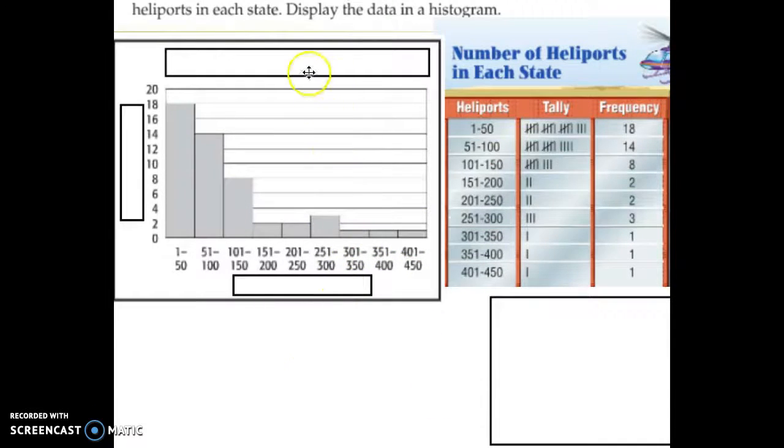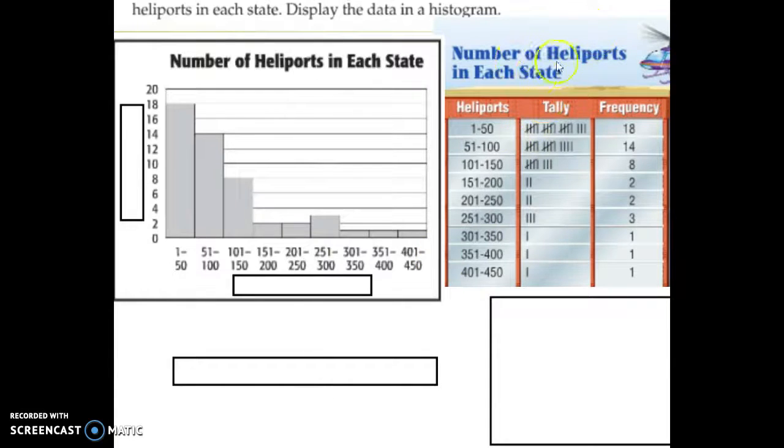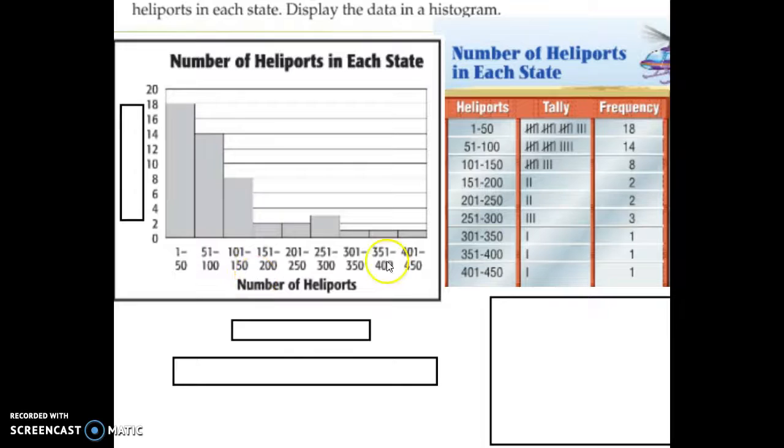And then we just got to label the title. You know, this is the number of heliports in each state. That goes up there. This is the number of heliports that we're talking about. And then this is the number of states that have them. Alright. Now let's read a different set of data here.